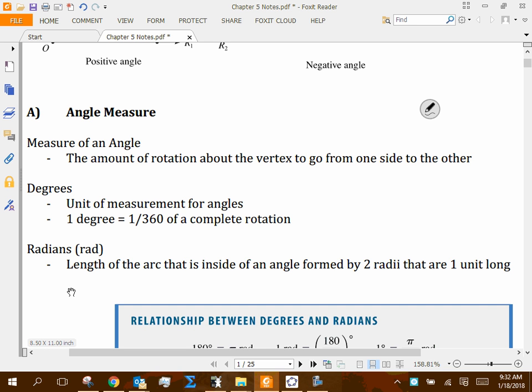Okay, so what is a radian? By definition, it's the length of the arc that is inside of an angle formed by two radii that are 1 unit long. Now when we write this, it's not a huge deal that the two radii are 1 unit long. We can change the radius if we want to.